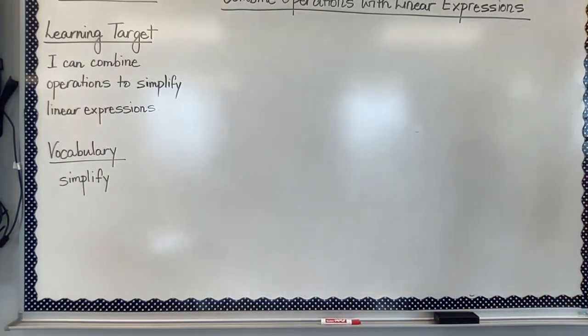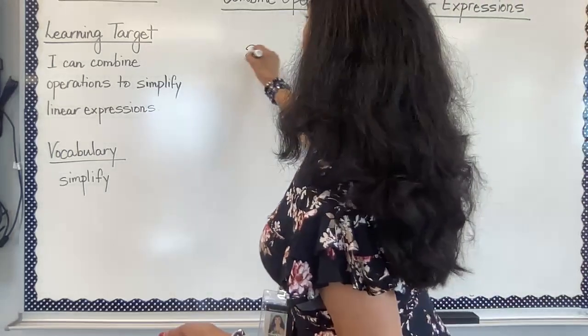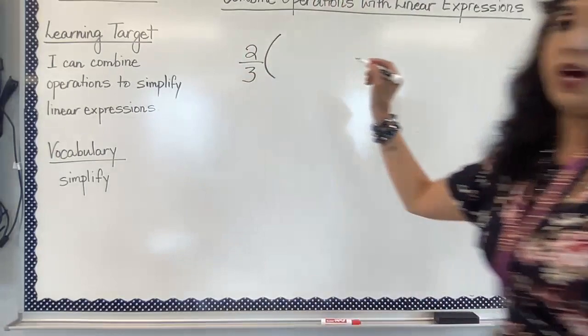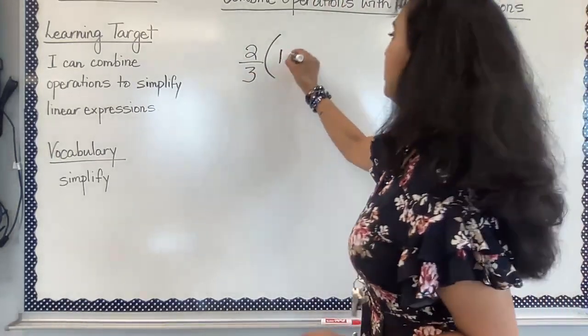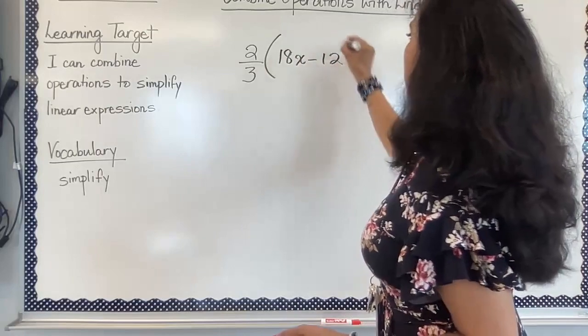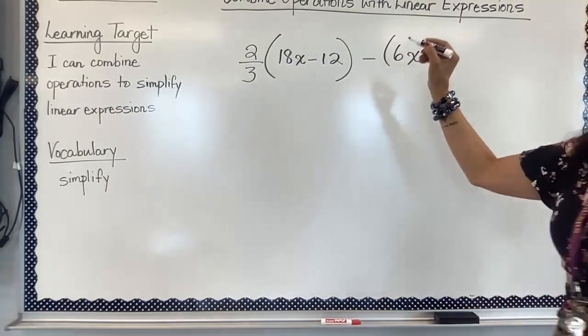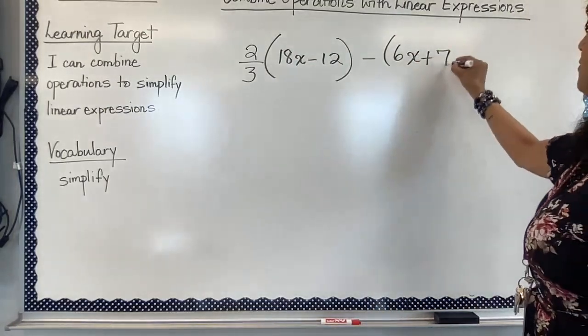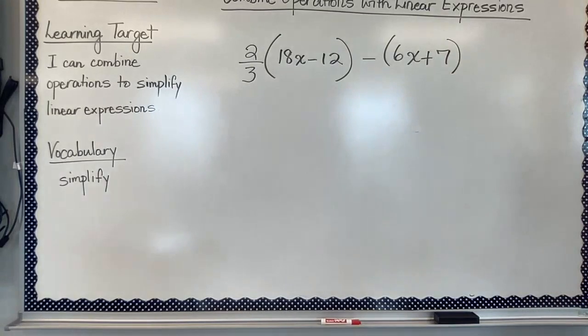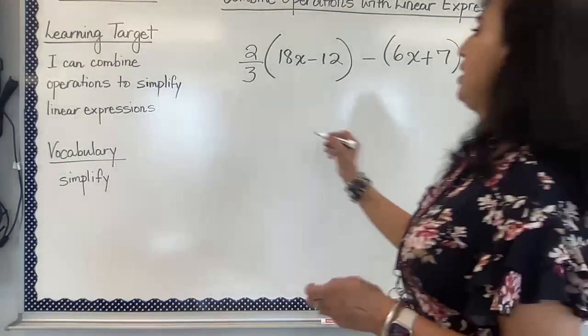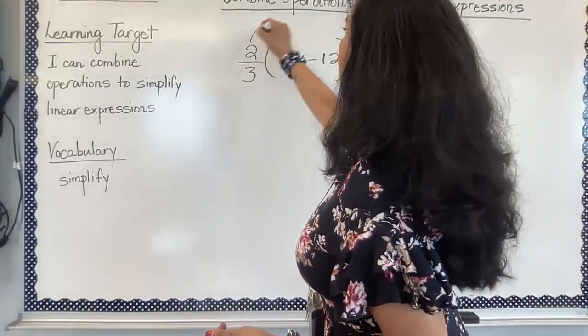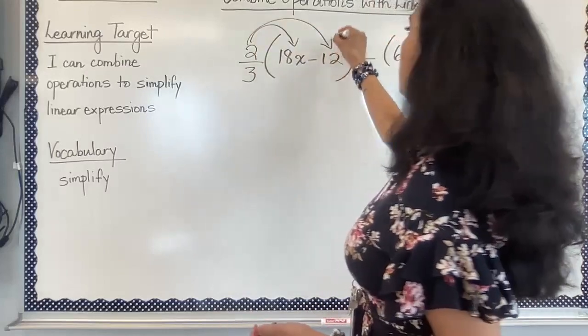Okay, and so we have 2/3 (18x minus 12) minus (6x plus 7). So let's say here's my problem, and to write the answer in the factored form. So first I am going to again go ahead and use the distributive property. So that basically is this. I'm going to multiply this with this, and I'm going to multiply this with this.